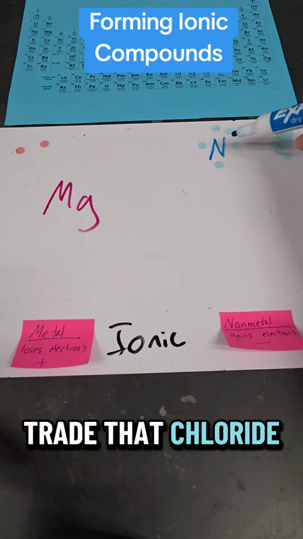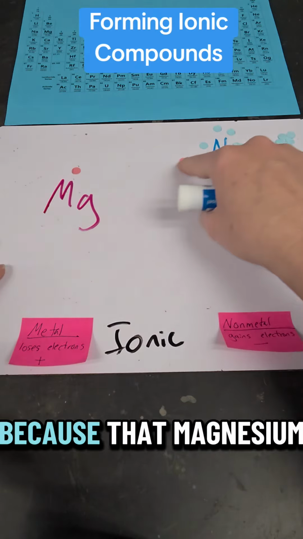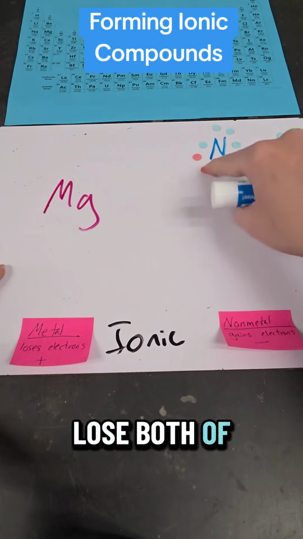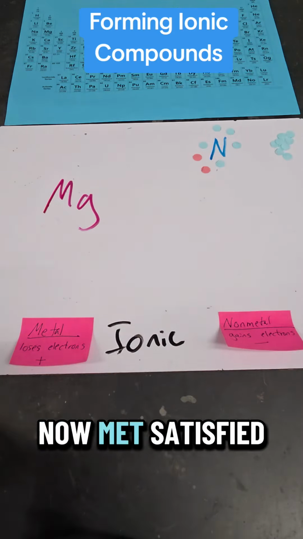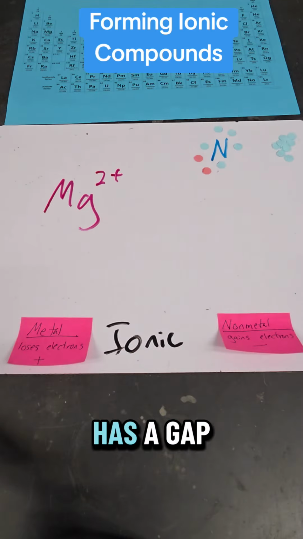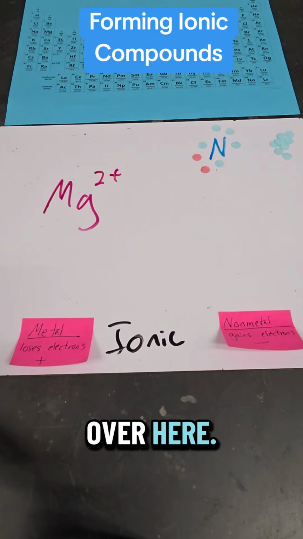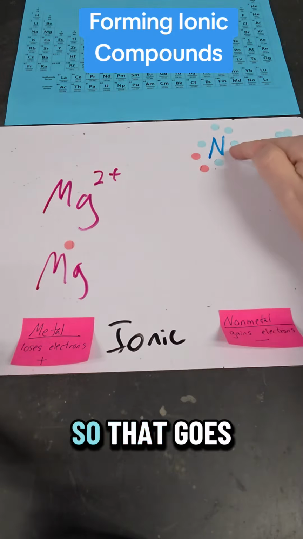What if I trade that chloride for a nitrogen? Maybe this one doesn't seem so obvious to you because that magnesium is going to lose both of its valence electrons and it's going to be 2+, and it has now satisfied the octet rule. But nitrogen still has a gap over here. What do we do? You guessed it, you bring another magnesium, so that goes up here.